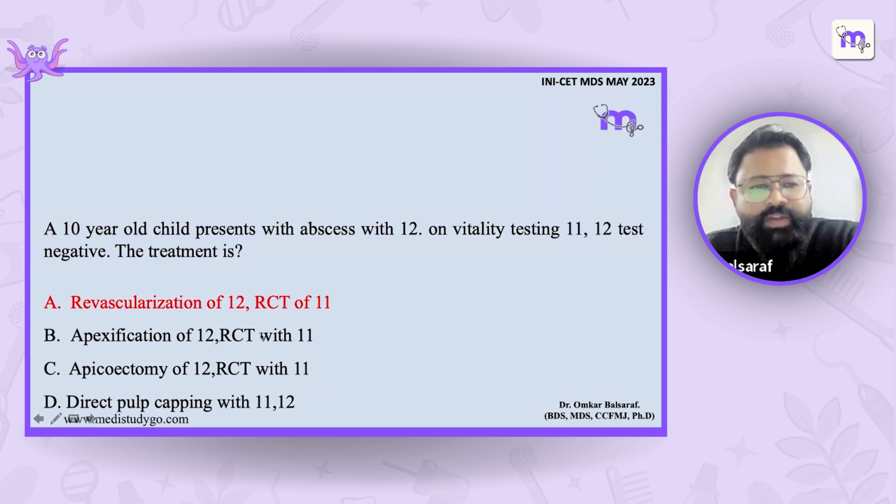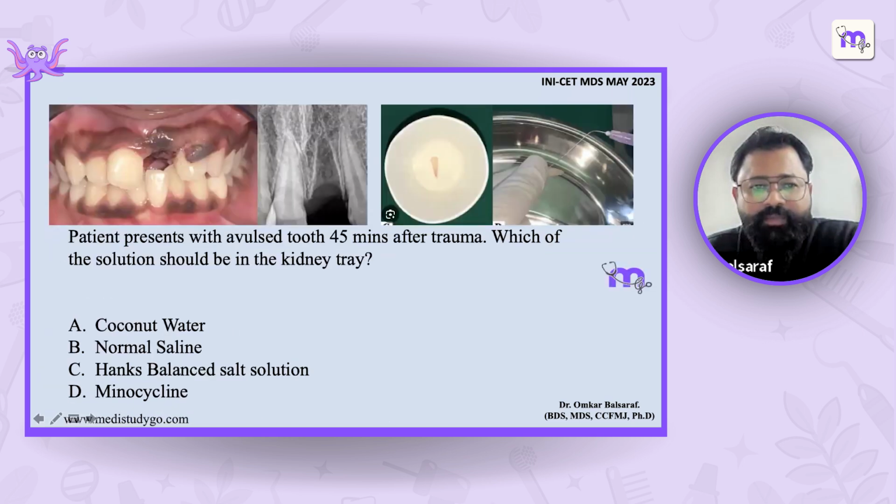So it is going to be revascularization of 1-2 and RCT of 1-1, since 1-1 is non-vital and 1-2 has an abscess. It is a 10-year-old child. That is why we are going ahead with revascularization of 1-2 and RCT of 1-1.